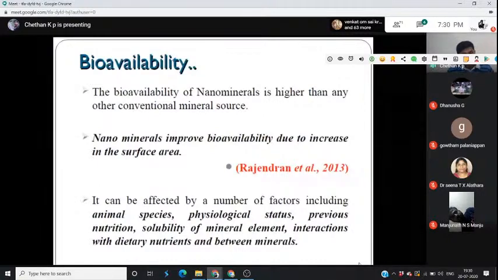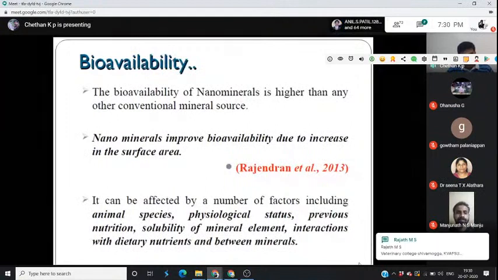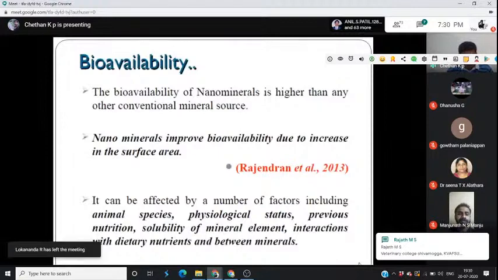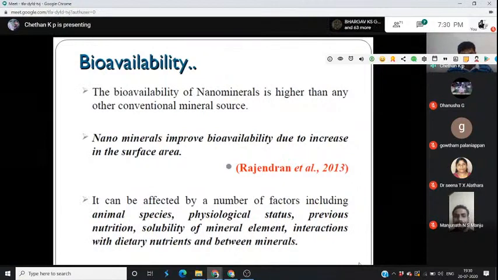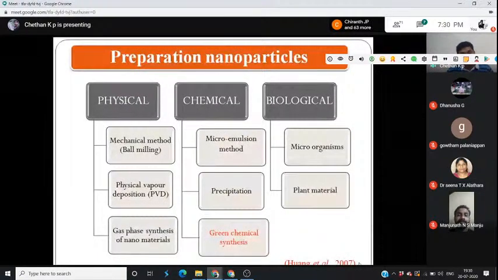Though there are many other factors which affect the bioavailability, like the animal species, the physiological status, previous nutrition, solubility of that particular mineral element, or interaction with other dietary nutrients or between the minerals. But due to the increase in the surface area, there will be an increase in the bioavailability, which happens when you reduce the size of the material to the nanoscale.